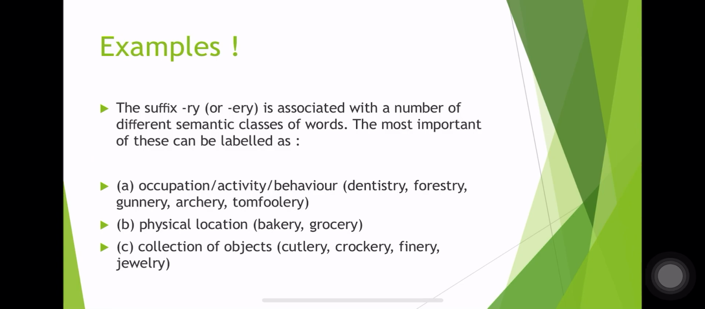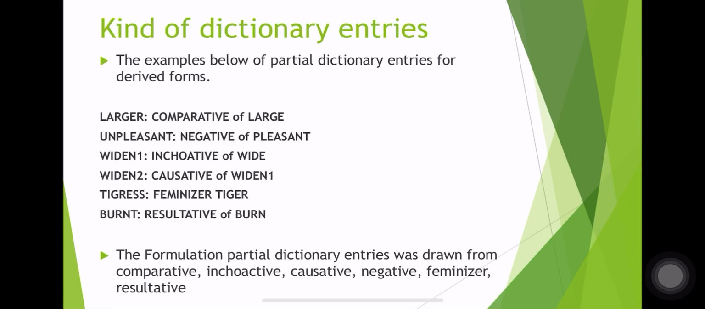Now, for example, the suffix ry or ery is associated with a number of different semantic classes of words. The most important of these can be labeled as, for the first one, occupation, activity, and behavior. For example, dentistry, forestry, gunnery, archery, and tomfoolery. And then the second one is physical location. For example, bakery, grocery. And then the last one, collections of objects. For example, cutlery, crockery, finery, and jewelry.